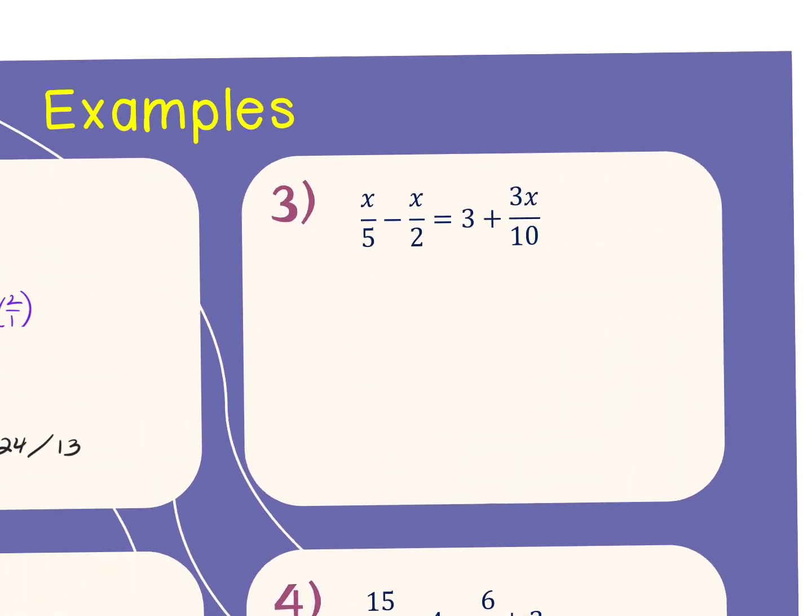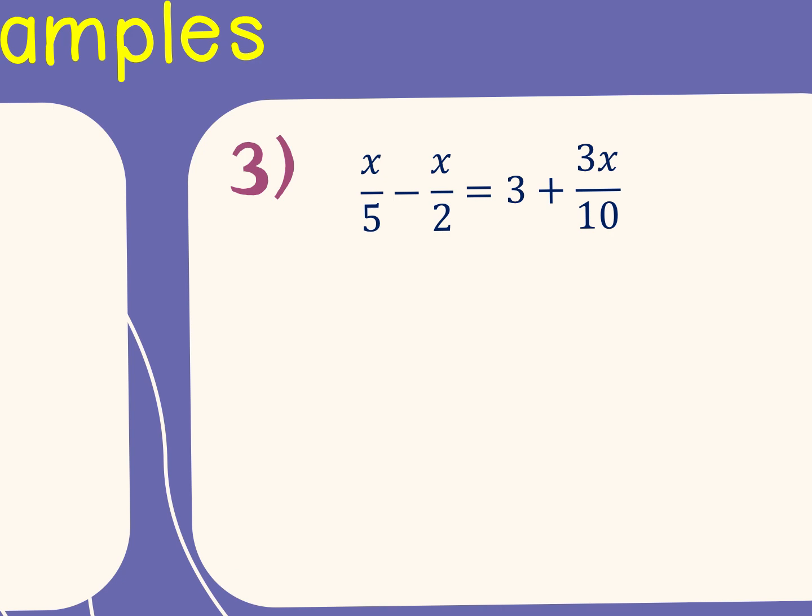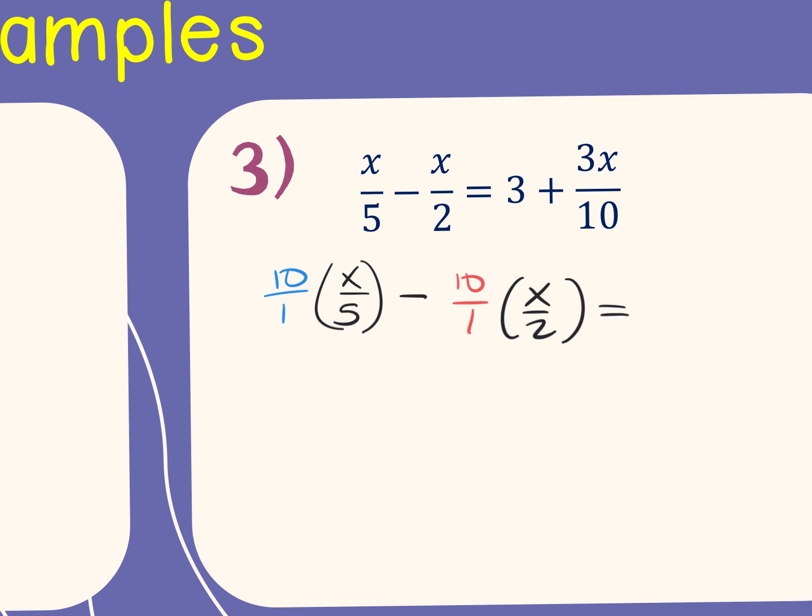So for number 3, I'm going to look for my LCD between 5, 2, and 10. That LCD is going to be 10. So I'm going to multiply each one of my fractions by 10. Again, I'll go ahead and do the first one. So 10 over 1 times the x over 5, minus 10 over 1 times the x over 2, equals 10 times the 3.